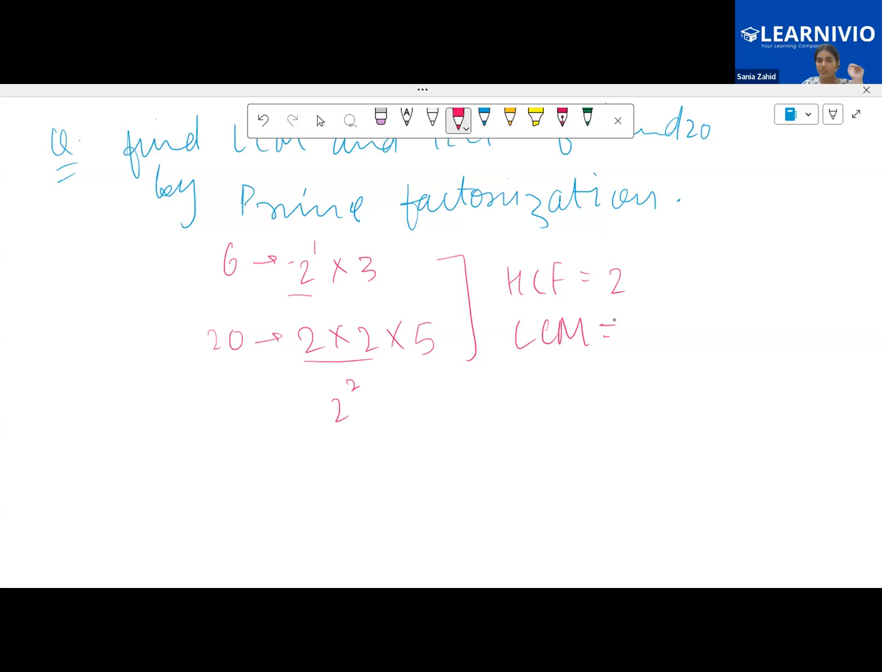Okay, there is a distinction in HCF and LCM. That is the main thing. So you take the highest power, 2 square, and then you take the remaining factors. So the remaining factors are 3 and 5. So this comes out to be 60.